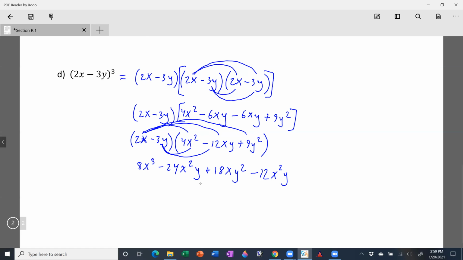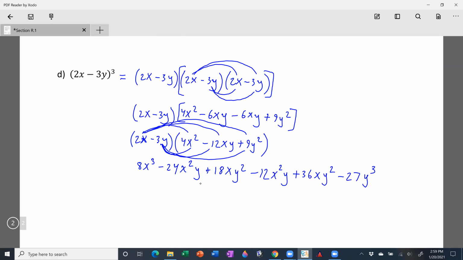Negative 3y times negative 12xy. Okay, be careful. Negative 3 times negative 12 is plus 36, and then it's a single x, and it's y times y for y squared. And for the last one there, negative 3 times positive 9 is going to be negative 27, and then it's y times y squared is y cubed.